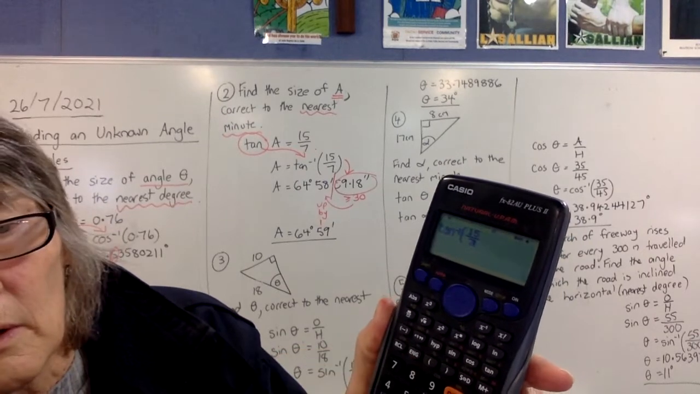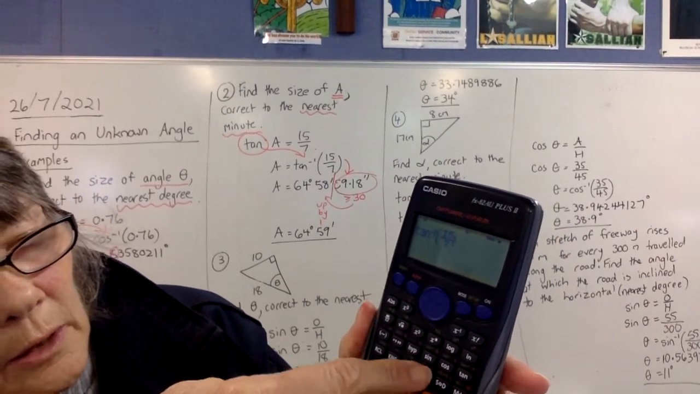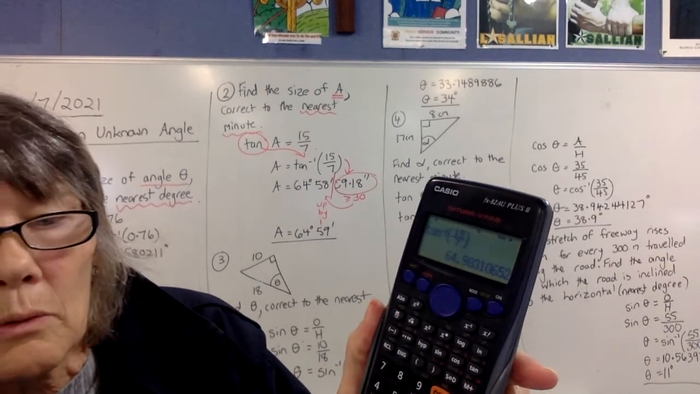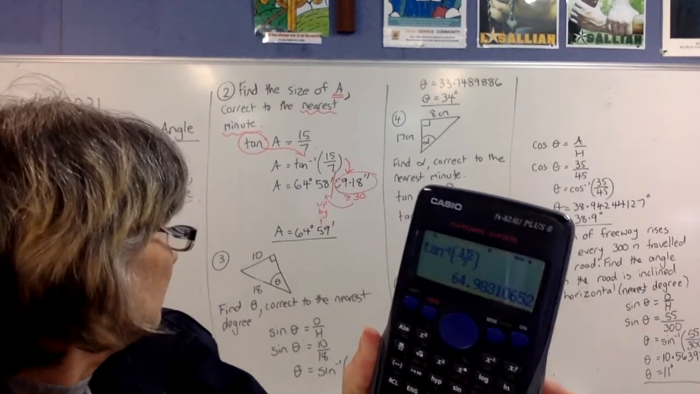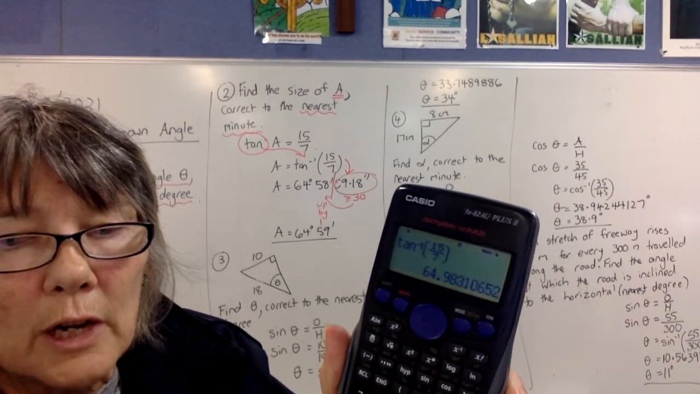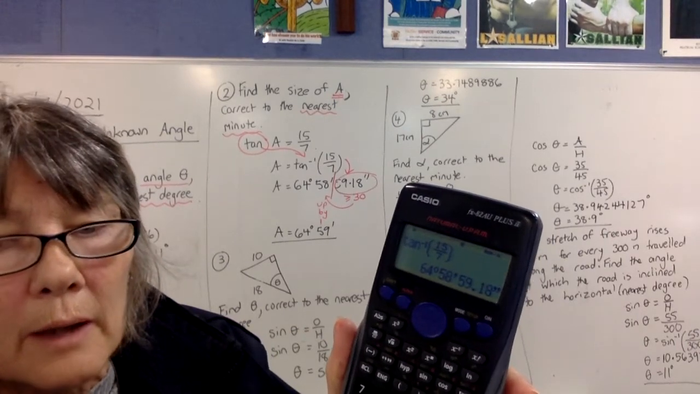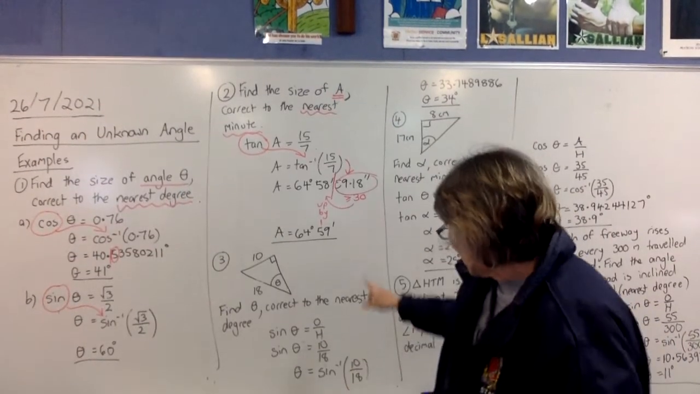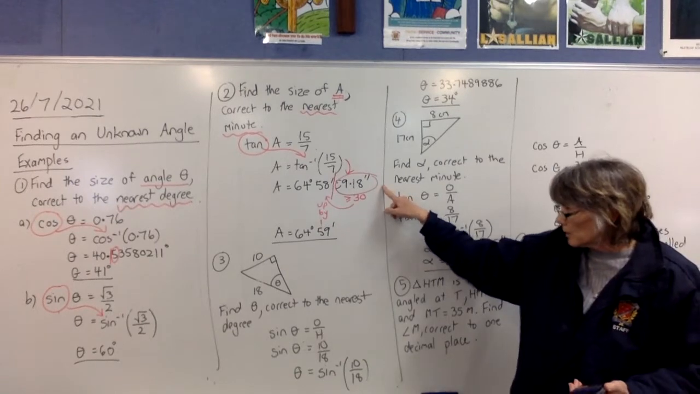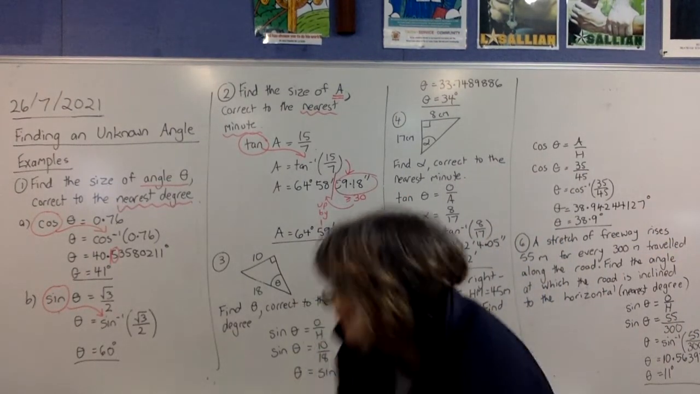15/7, right arrow out of the fraction, and then close the bracket, press equals, and it gives you that. Now, we're going to the nearest minute, so I'm not going to leave it there because that's in degrees. I'm just going to press the degrees button, and you've got the answer that I'm putting on the board here. 64 degrees, 58 minutes, and 59.18 seconds.